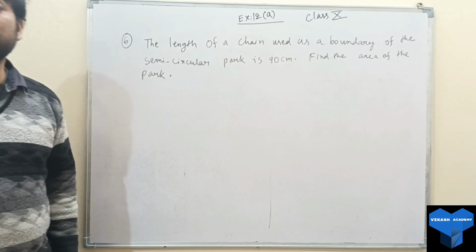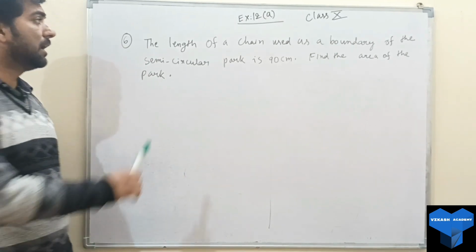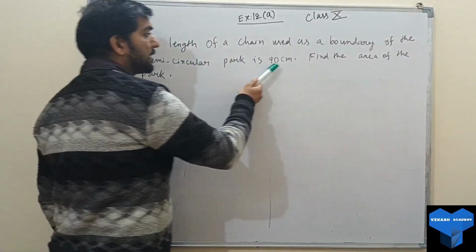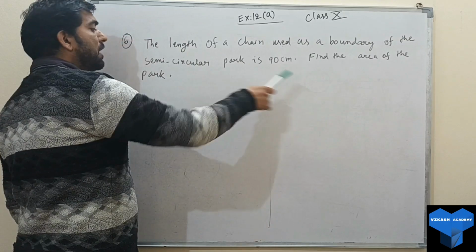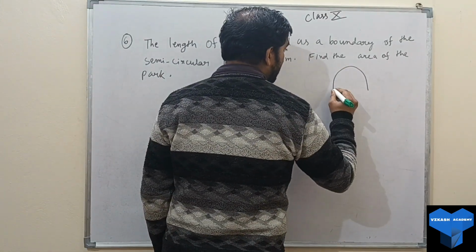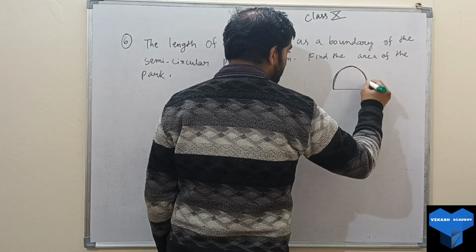Exercise 12A, question number 6. Let us try to understand the question. The length of a chain used as a boundary of a semicircular park is 90 centimeter. Find the area of the park. Means we have a semicircular park, and total length.